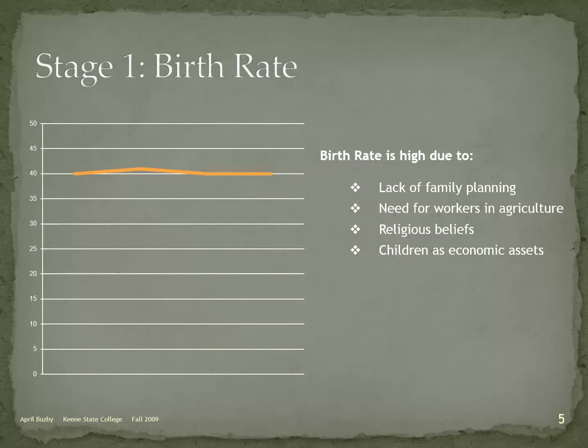All right, so birth rate, why is it high during this stage? One, there could be a lack of family planning, and what that means is there's no use of contraception. You can also have a large need for workers in agriculture, so many families could be doing what's called subsistence farming, meaning they're growing just enough food for themselves to subsist or last. And that requires a lot of workers. Religious beliefs could be part of it, promoting having large families. And children are seen as economic assets, or can be, meaning that they go off, they get jobs, and they bring money back to the family.